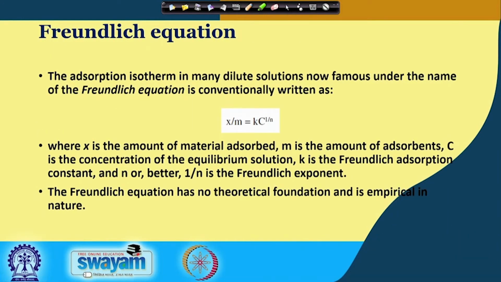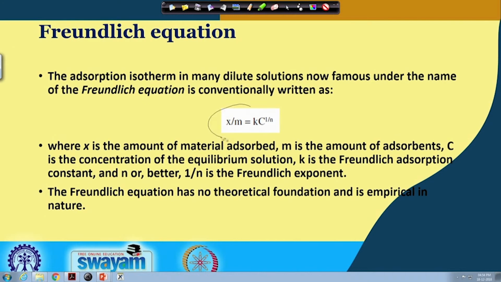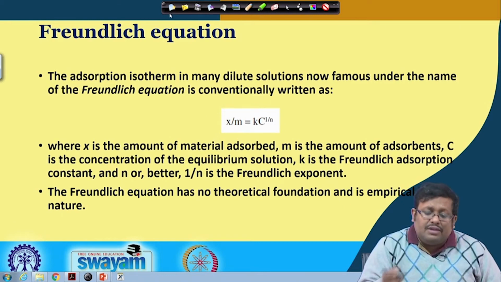Now, in case of the Freundlich equation, the adsorption isotherm in many dilute solutions is now famous under the name of the Freundlich equation, and conventionally we write this Freundlich equation as x over m equal to K c to the power 1 by n, where x is basically the amount of material adsorbed, m is the amount of adsorbent, in our case it is soil, c is the concentration of the equilibrium solution, and K is the Freundlich adsorption constant, and n, or in other words 1 by n, is basically the Freundlich exponent. The Freundlich equation obviously has no theoretical foundation, it is purely empirical in nature, remember that. So, now we have seen the basic form of the Freundlich equation.